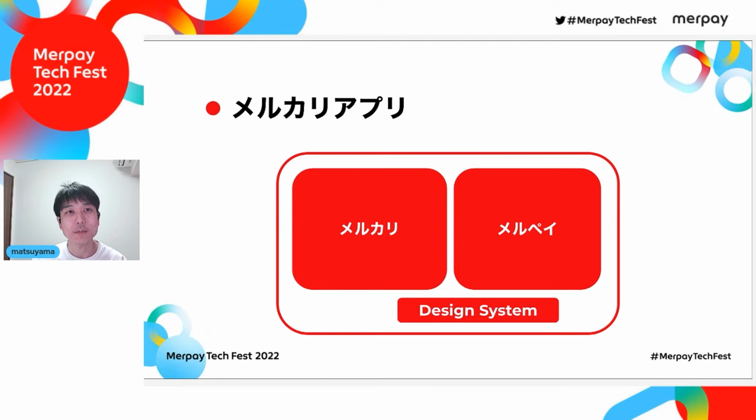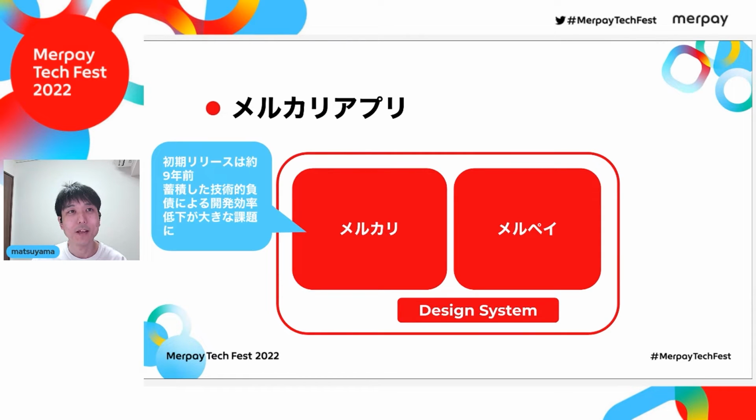Also, the design system is not spread across the entire width of the screen because it was created halfway into the project, so it's not applied to all screens. This Mercari part was initially released in 2013, so it is approximately 9 years old. Therefore, even though a certain amount of refactoring has been done, the technical debt has accumulated considerably, and this has caused a decline in development efficiency, which has been a major issue.